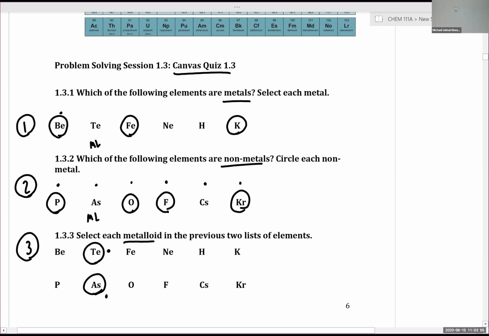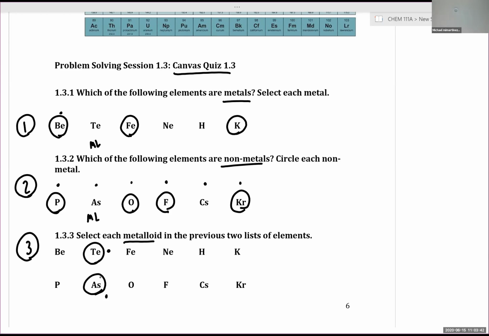Perfect. What about neon? Is neon a metalloid? What do we think of neon? Neon is a non-metal. Yep, it's a non-metal, so we'll avoid circling it. Hydrogen we said is a non-metal, and cesium we said is a metal. So we check off tellurium and arsenic, a pair of not very pleasant elements to work with.